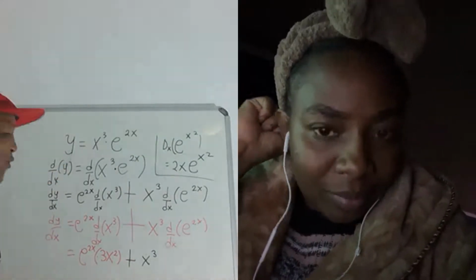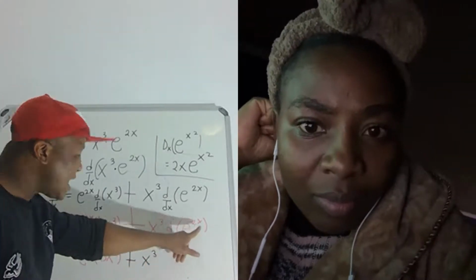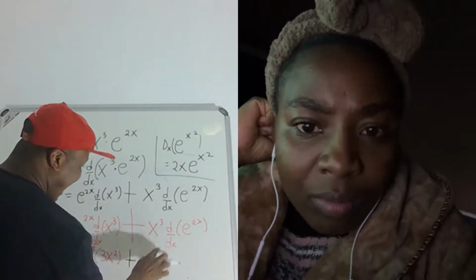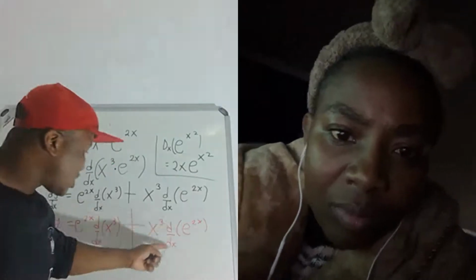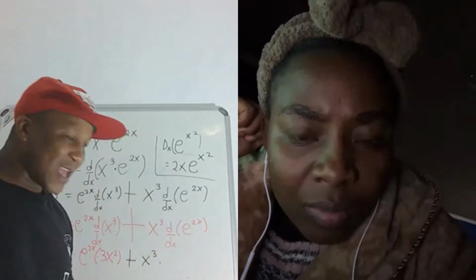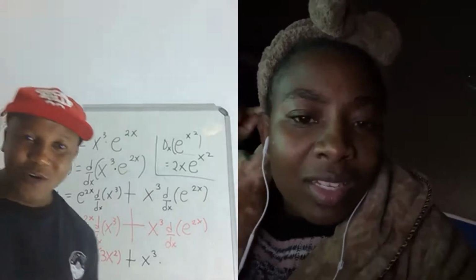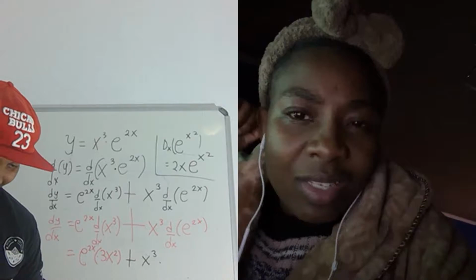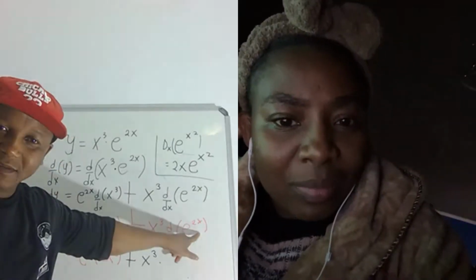All right. So for that case, we differentiate d/dx of e to the 2x. Because we have x to the power 3, it's just x to the power 3, because it's a constant. But we differentiate e to the 2x. When you differentiate 2x, what do you get? 2x? Because we want to differentiate this 2x.